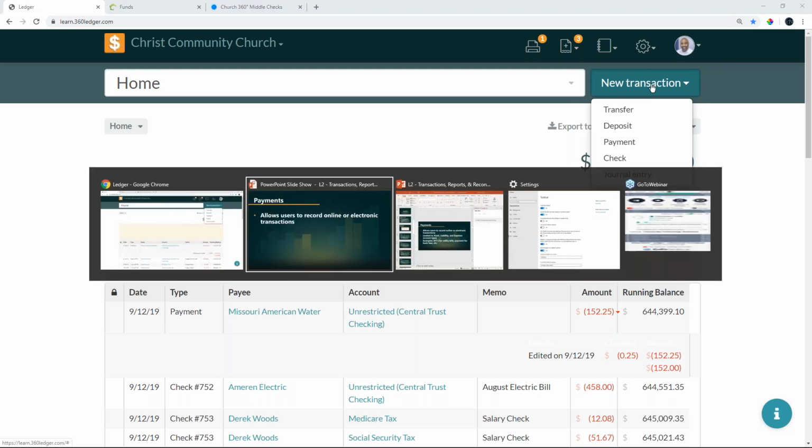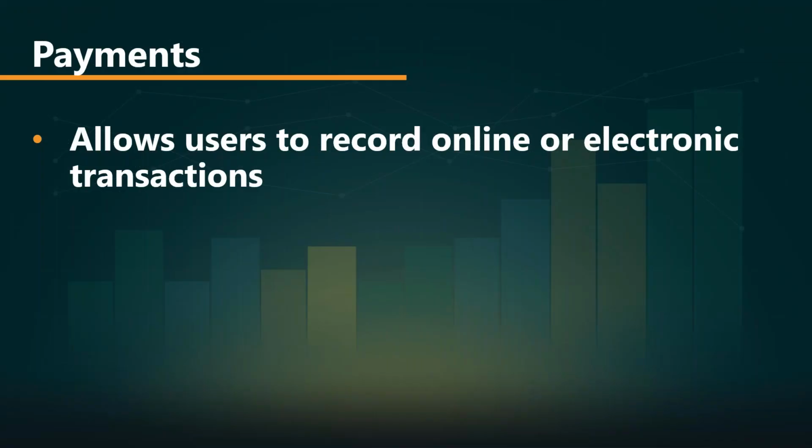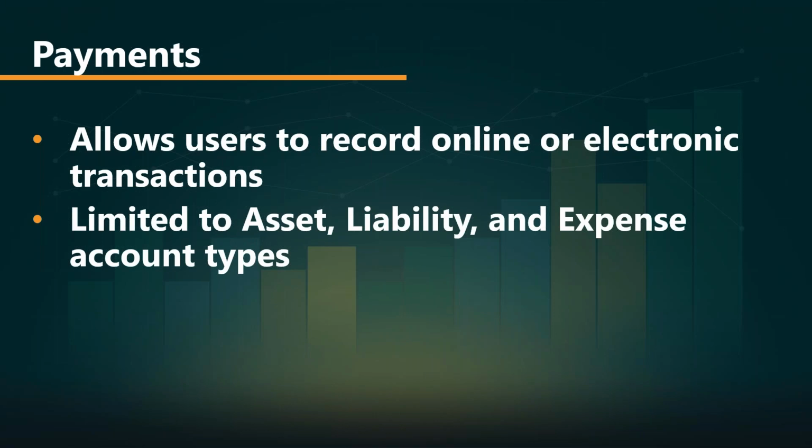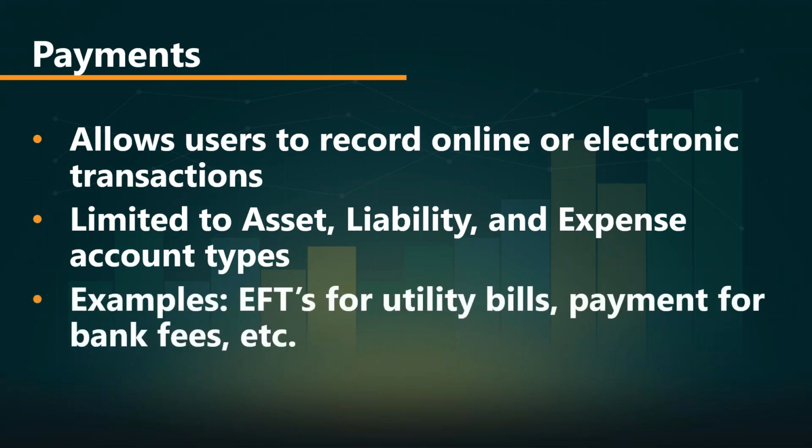Let's switch from there and we'll go from payments. Oh, let me read the other line items for payments. So allows users to record online or electronic transactions. These are limited as well. These are limited to assets, liability, and expense account type. So it doesn't allow you to do income. You can't pay something out of an income. You'll use a journal entry for that type of transaction.